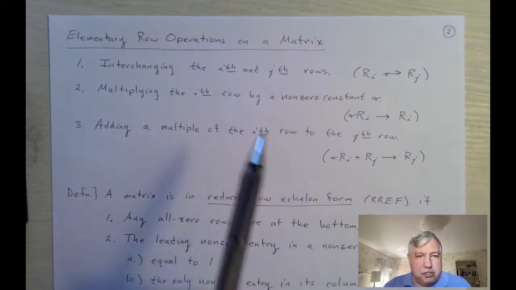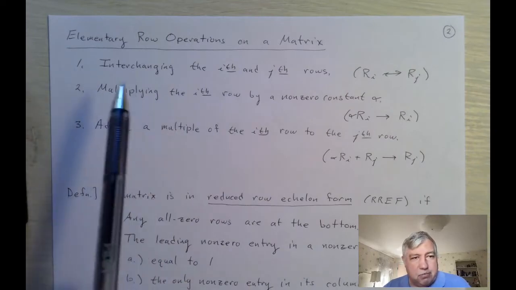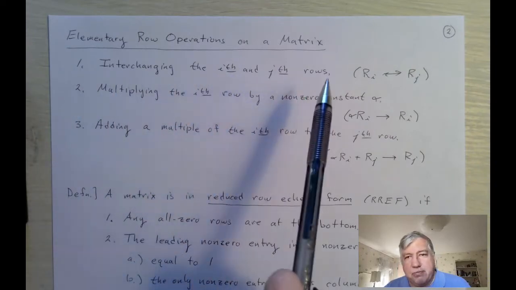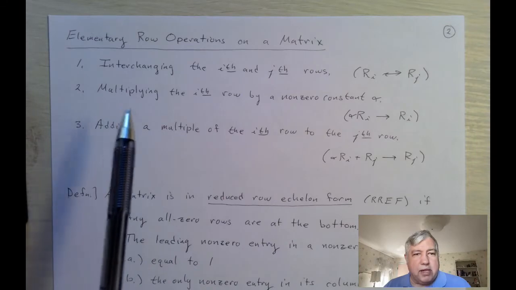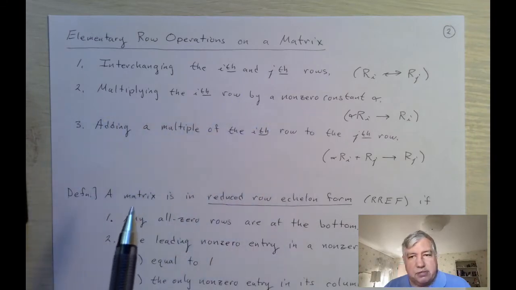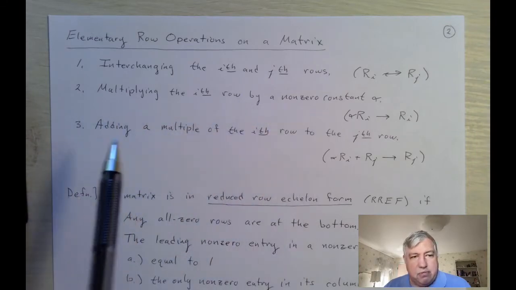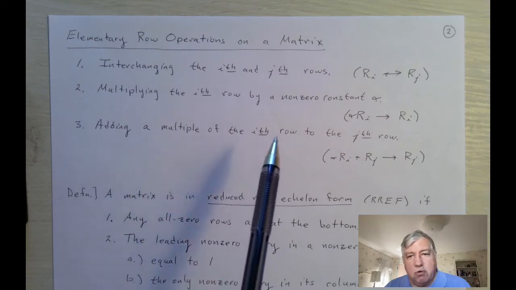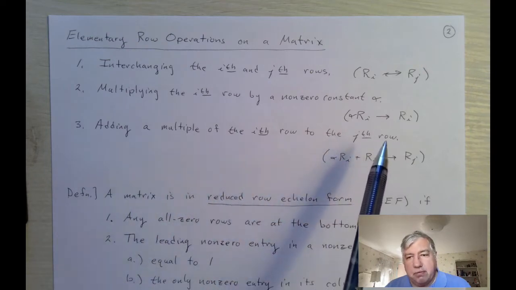First, there are three types. One is interchanging the ith and jth rows. The second is multiplying the ith row by a non-zero constant. And then the third one is adding a multiple of a row to another row.